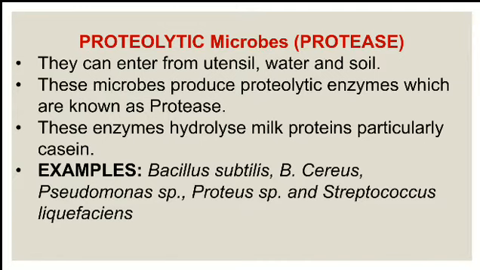Then third is proteolytic microbes. They can enter the milk from utensils, water, and soil. These microbes produce proteolytic enzymes which are known as protease. These enzymes hydrolyze milk proteins, particularly casein. The examples of proteolytic microbes are Bacillus subtilis, Bacillus cereus, Pseudomonas species, Proteus species, and Streptococcus liquefaciens.